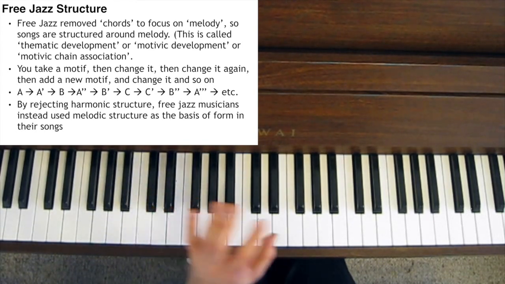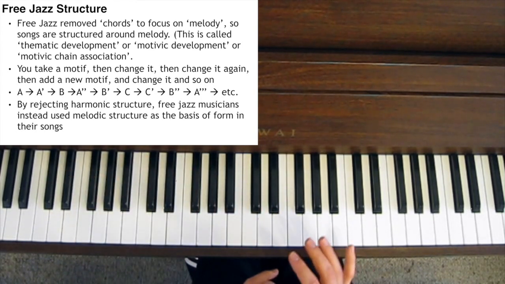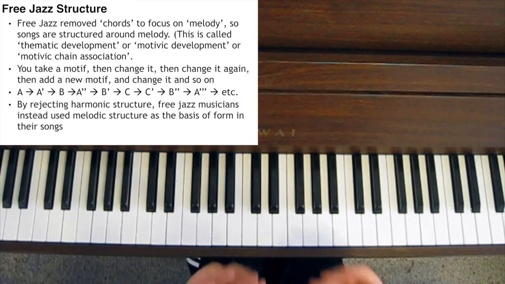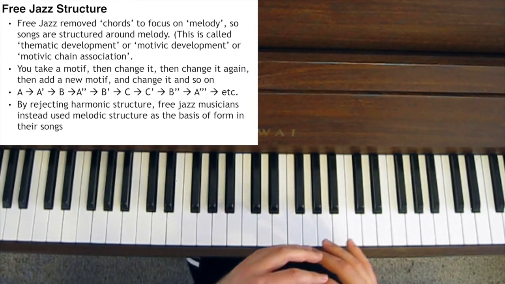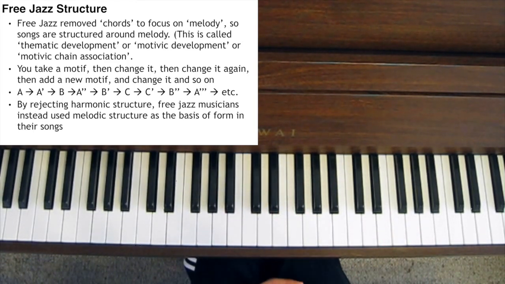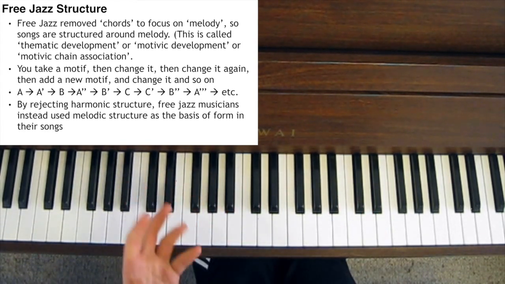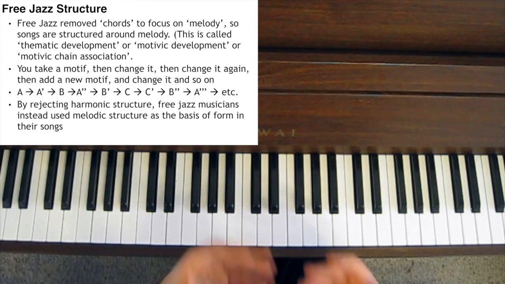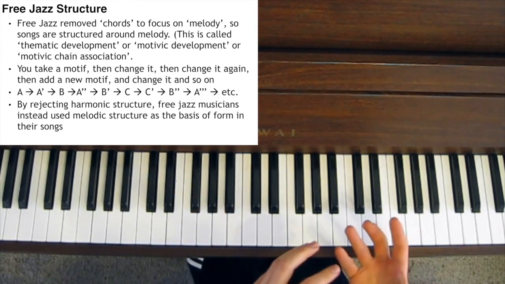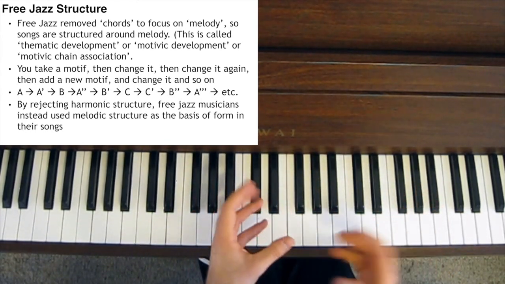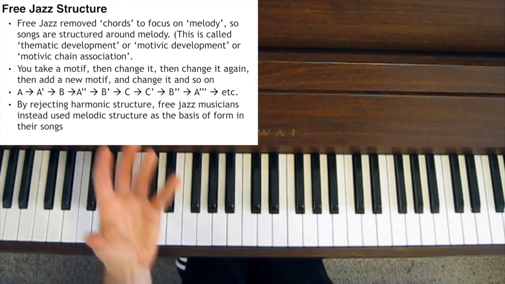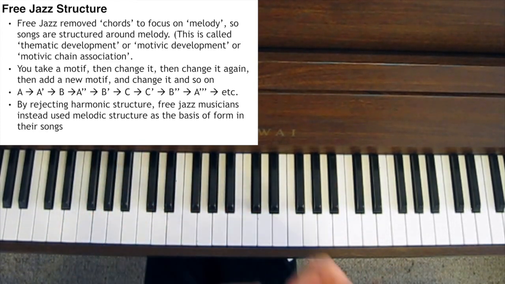So free jazz removed chords in order to focus on melody. So it makes sense that they also structured songs around melody. Now this idea is called thematic or motivic development. So you take a motif and then you change it. You transform it, you invert it, you retrograde it, you diminish it, you augment it, and then you keep changing it and changing it again. Then you might play a different motif and play that one and change it further and further. Then go back to your first motif and change that one, and so on.